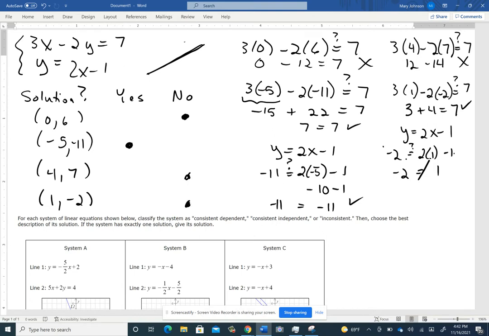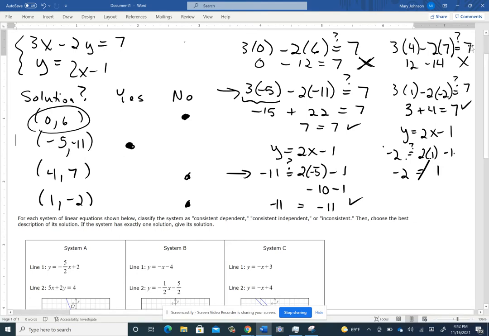Okay? So you know how to just test whether something's a solution or not. Just make sure that you don't waste time. If it doesn't work on one of the equations, like that first ordered pair when I plugged it in did not work in the first equation, there's no reason to plug it into the second equation. You know that that point is not a solution to the system, so move on. But if it does work in the first equation, you have to also make sure it works in the second equation before you say yes.